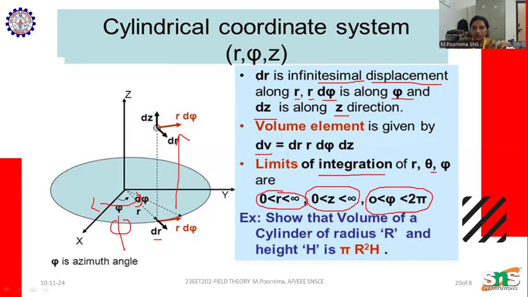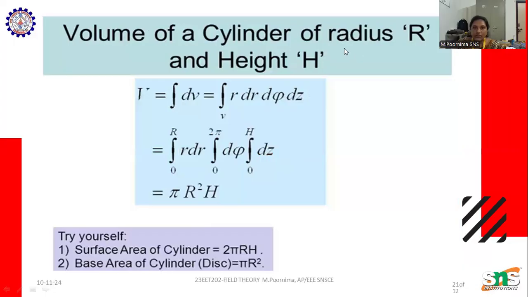This shows the volume of a cylinder of radius r and height h, that is pi r square h. Here pi is assumed as an angle. The next is the volume integral for a cylinder of radius r and height h. The change in volume, that is the volume integral, is dv equals r dr d phi dz.